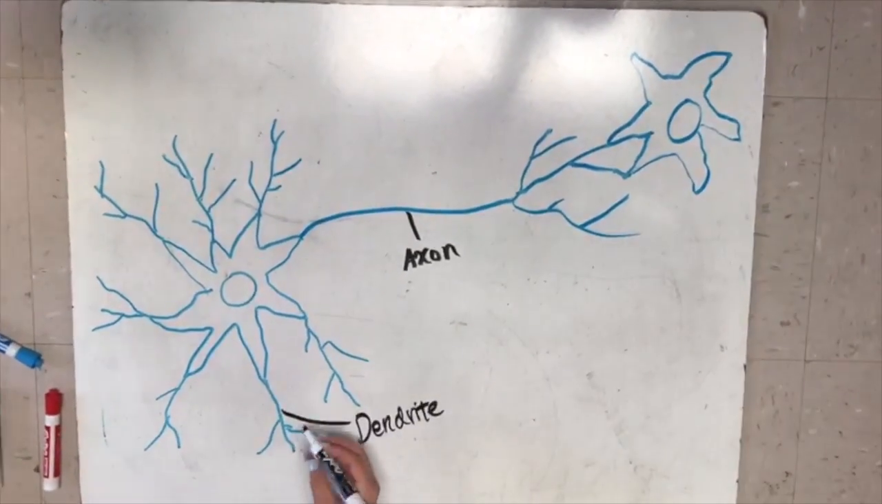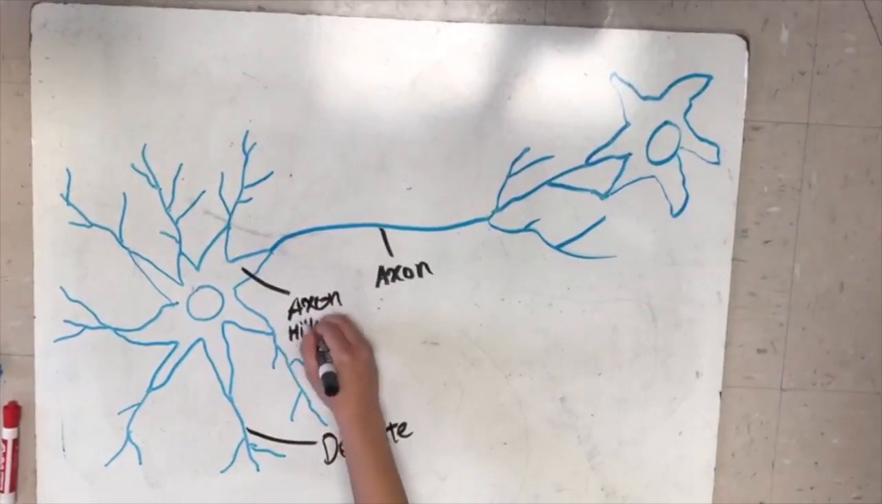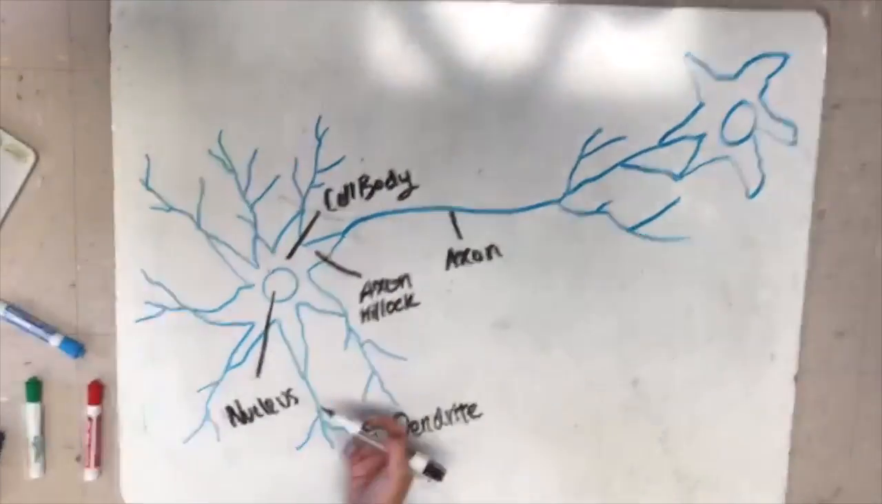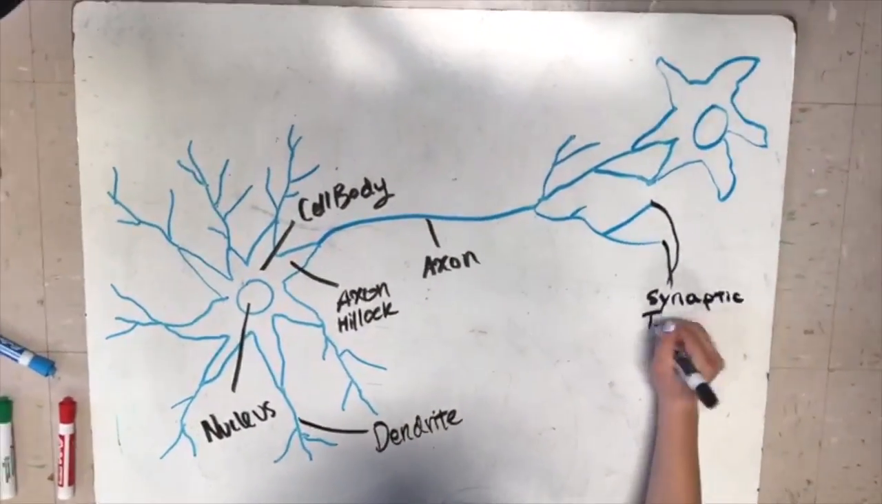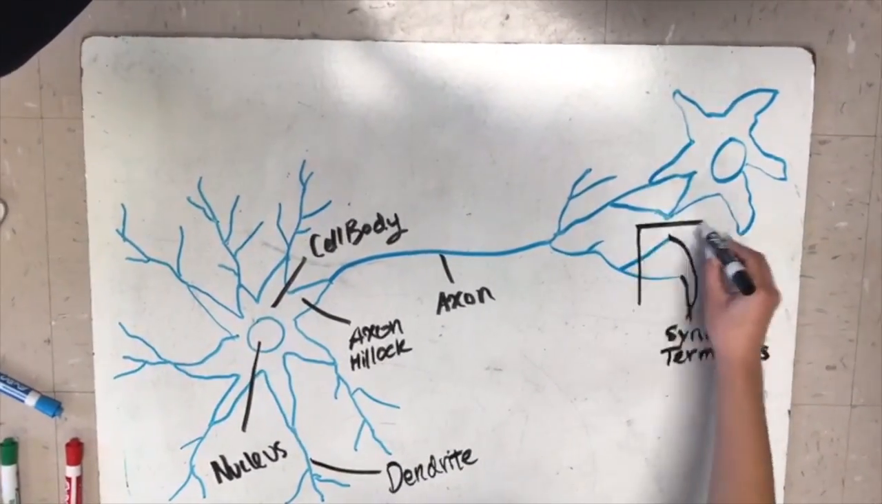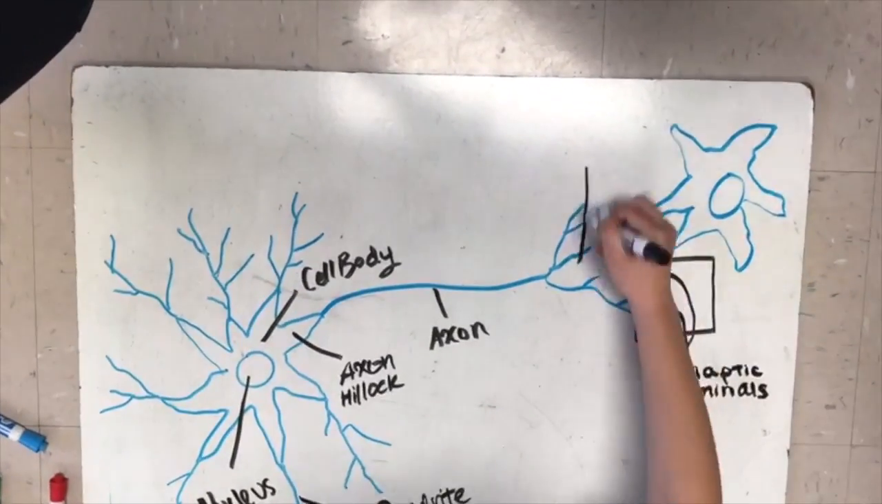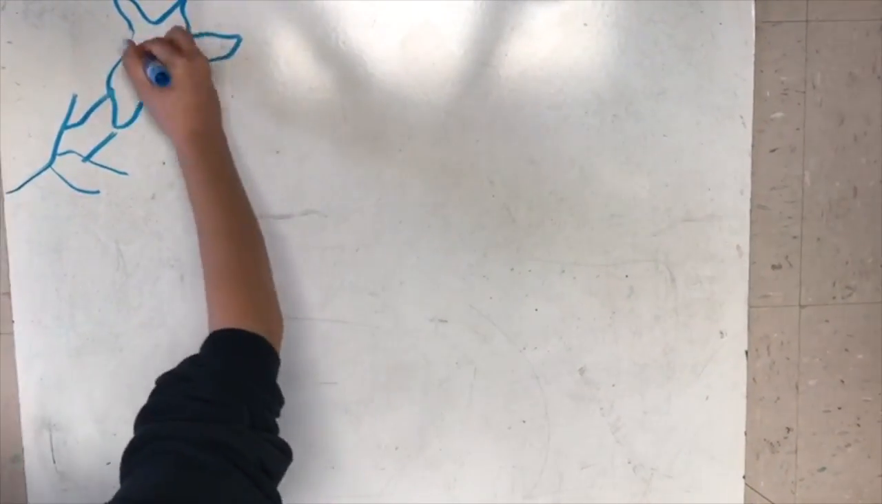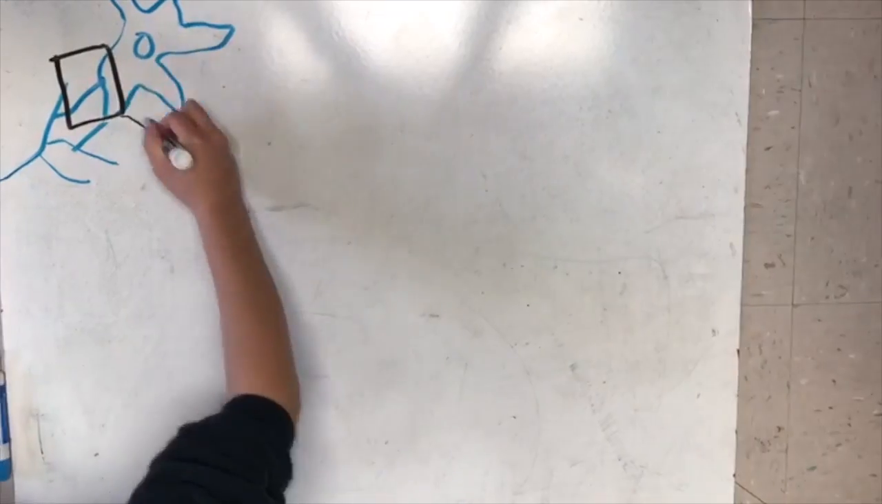So the axon is that middle bit. The dendrites are the parts that come off the cell body. We have the axon hillock and the cell body, as I mentioned before. Nucleus in the middle of that, and then the synapse terminals, which are connected to dendrites on the other cell. So we're going to go ahead and focus on the synapse and dendrites and where they combine.